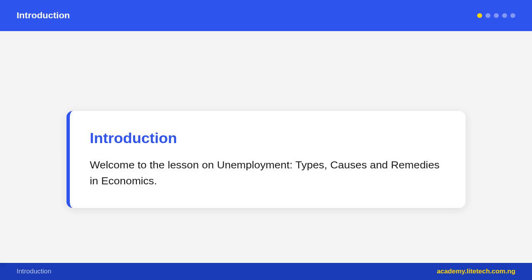The National Bureau of Statistics reported an unemployment rate of 33.3% in 2020, the most recent comprehensive measurement, with youth unemployment, ages 15 to 24, even higher. Understanding the types, causes, and remedies for unemployment is essential for economic policy and for WAEC economics.